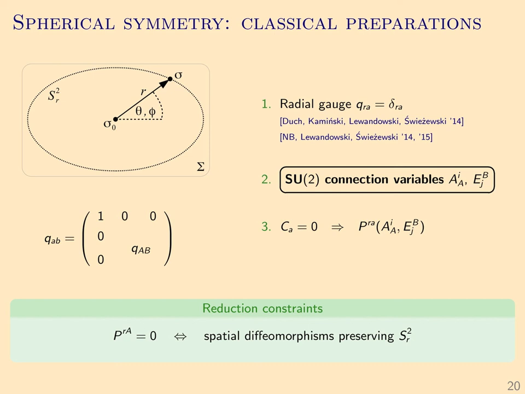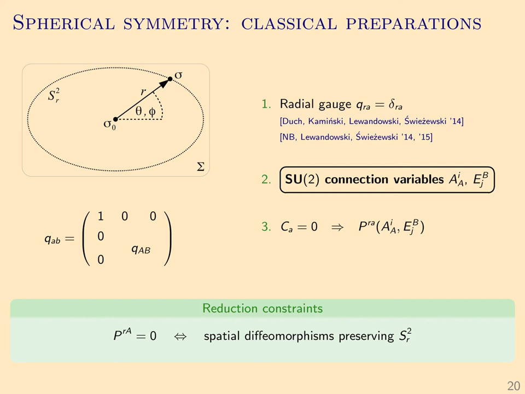So these are SU(2) connection variables. We here call them capital A and capital E. They have these indices i, j, which are SU(2) indices, and the indices capital A and capital B are these tensor indices which run only over these angular directions. So they have only two values. Therefore, they are not full Ashtekar-Barbero variables, but they are Ashtekar-Barbero variables in these angular directions.